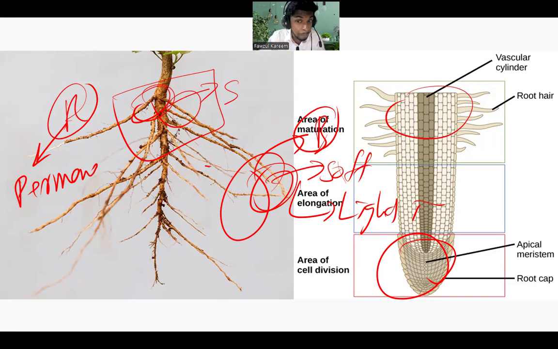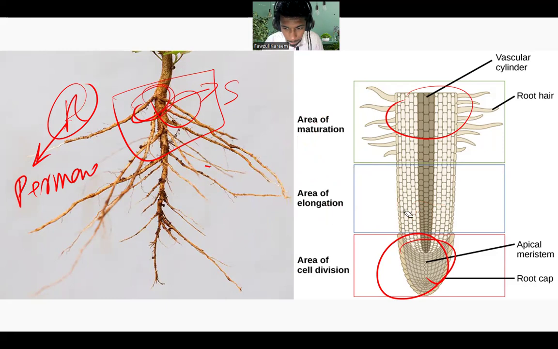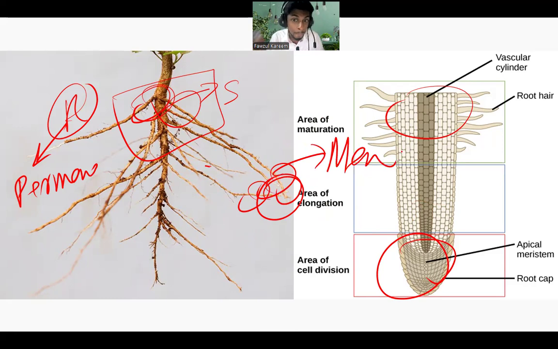They don't have the ability to do cell division. But here, this light color soft part has the meristematic tissue. The cells produced by this tissue are very, very soft. Because why? They are new cells, right? The new cells are produced here. So these new cells are very, very soft.